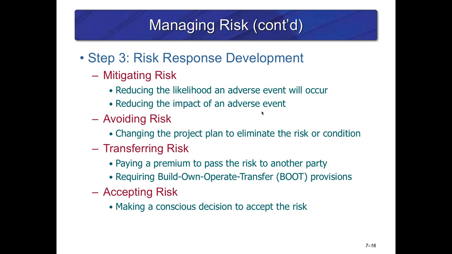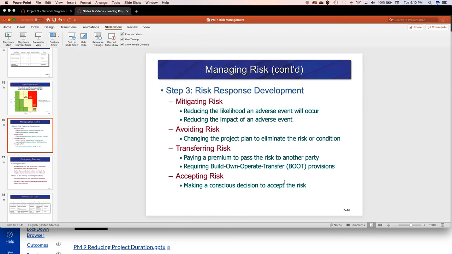So this is where you look at each one of your processes and you say, okay, how are we going to deal with this? So mitigating the risk is just reducing the likelihood, right? Avoiding the risk is we're going to change the plan to eliminate that risk or condition. Transferring is we're going to pay a premium to another party, and then accepting the risk is it is what it is, all right?